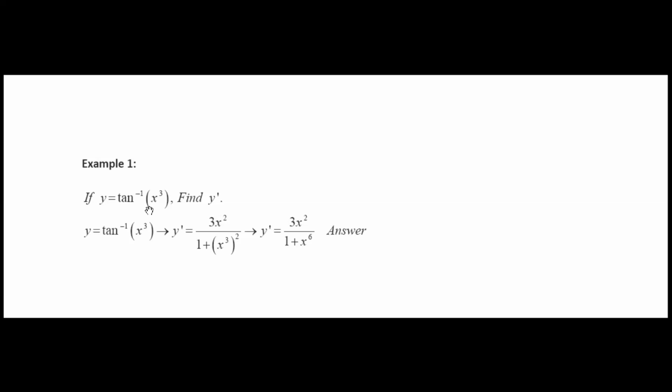y is the inverse tangent of x cubed. Find y prime. Now remember, u is x cubed. We state the problem. Now, when we take the derivative, we have the rule that says it's the derivative of u. Well, u is x cubed, so the derivative is 3x squared over 1 plus u squared. That will be x cubed squared. And of course, x cubed squared, multiply exponents, is x to the 6th. And we're done. So that shows you in a concrete way how this rule works.